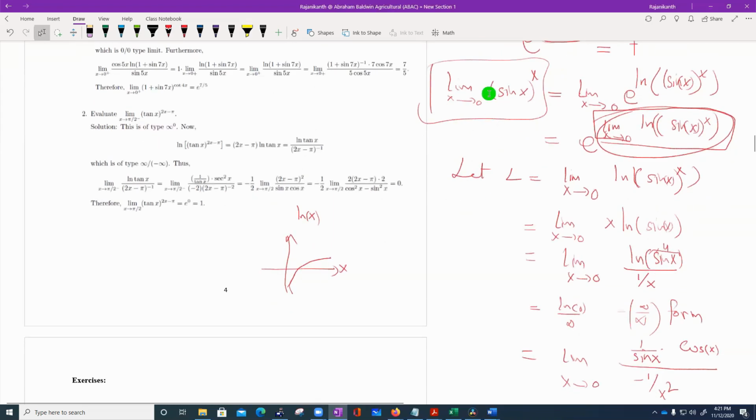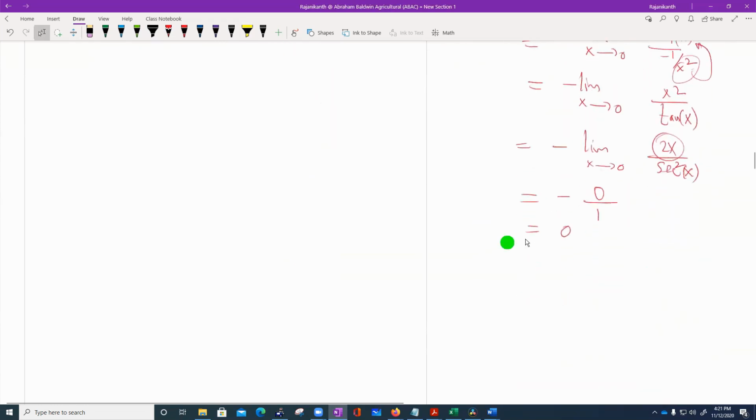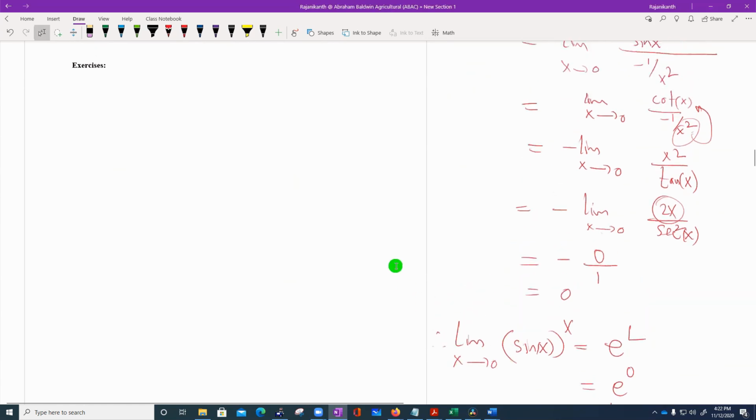So the actual problem can be written as e to the power of the limit of that. The limit of that is now 0. Therefore, the final answer is simply e to the power L. Therefore, the limit as x goes to 0 of sine x to the power x is nothing but e to the power L. But now L is 0, so e to the 0, which is 1. You see now? So that's what L'Hopital's rule says.